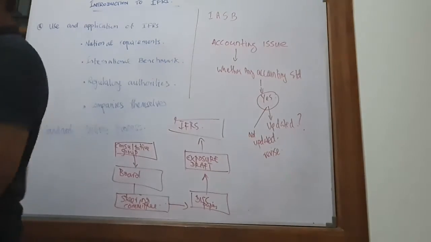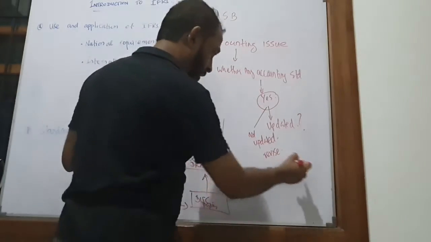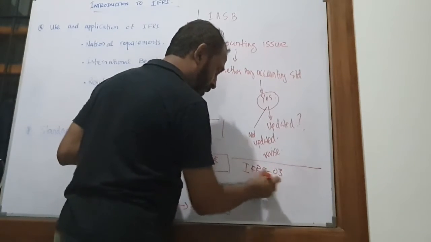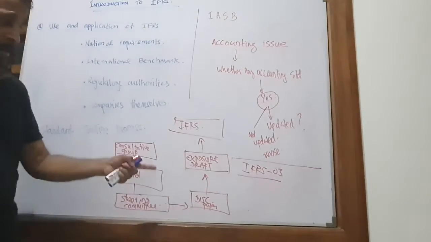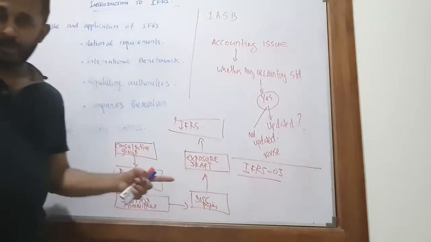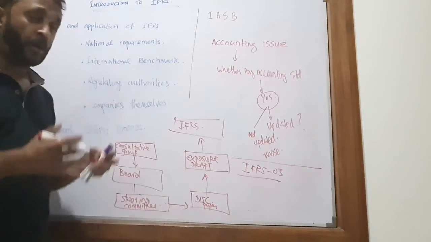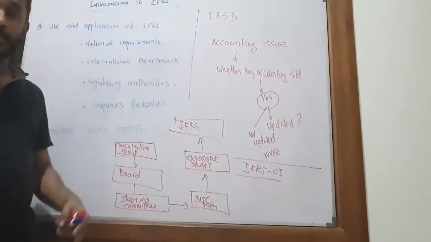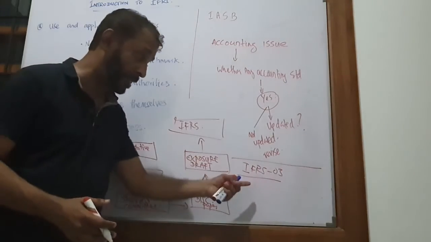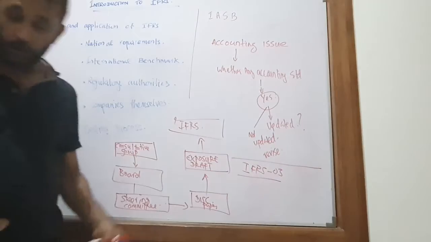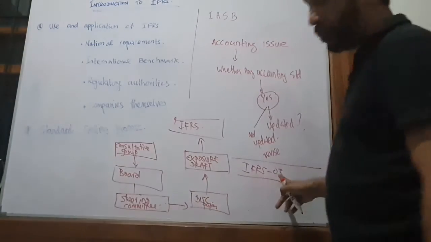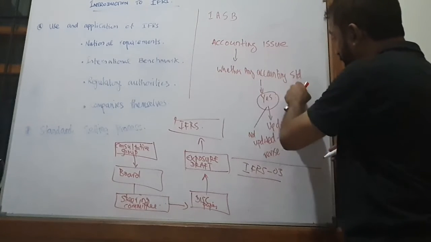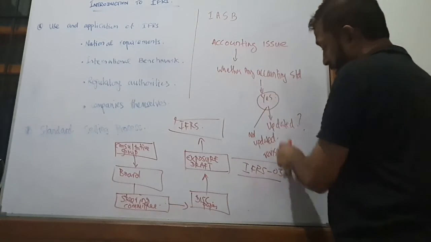To give an example, IFRS 3 is one accounting standard, which is business combination. This standard has gone through several revisions because from time to time the accounting environment connected to IFRS 3, with other implications, mandatorily had to be updated. Accordingly, IFRS 3 went through several revisions. So that is one question: whether any accounting standard exists. If the answer is yes, this is the process.